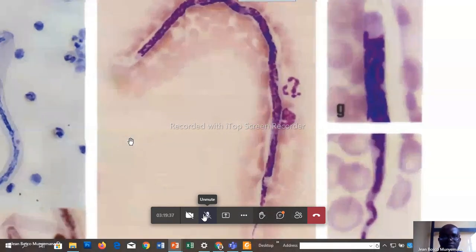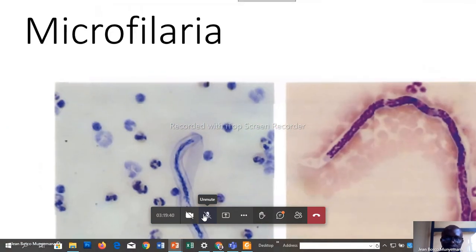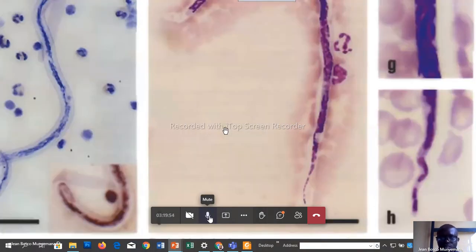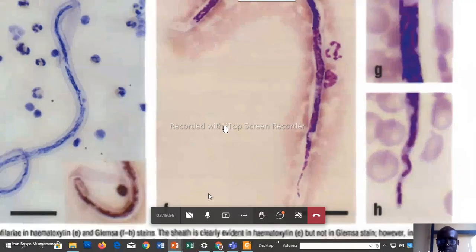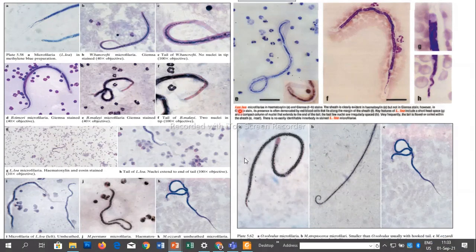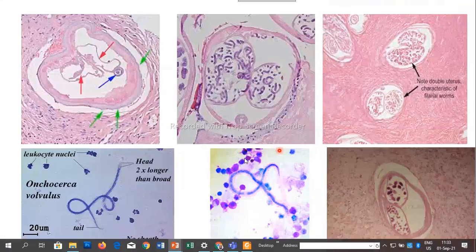Do you remember the sheath? This one. Yes. This is the sheath. Those are the nuclei within the parasite. All of those are microfilariae, including Loa loa, Wuchereria bancrofti, and so on, and we have seen them.